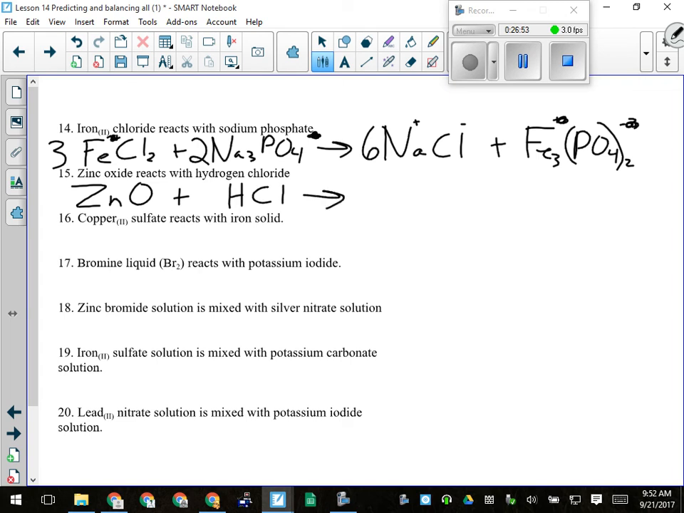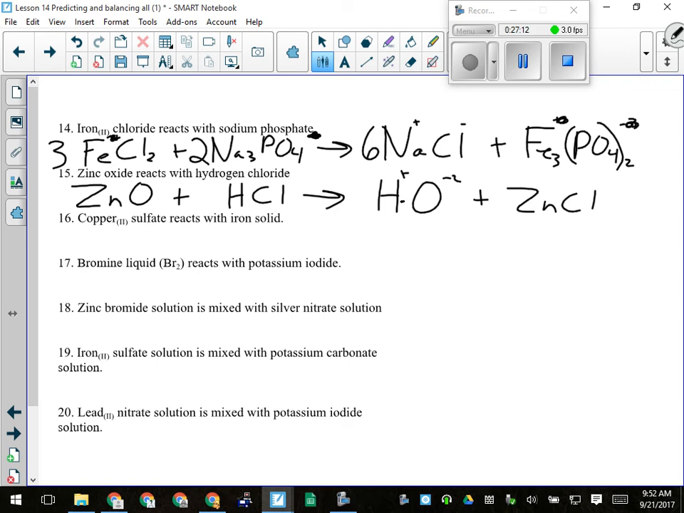Okay, both are ionic, so what kind of reaction is it? It's a double replacement. All right, we swap the metals. Who's the metal in this one? Hydrogen. So hydrogen is going to end up with oxygen, and zinc is going to end up with chlorine.